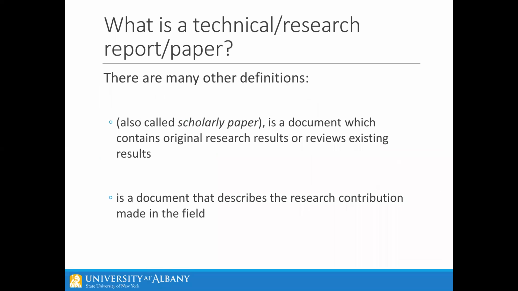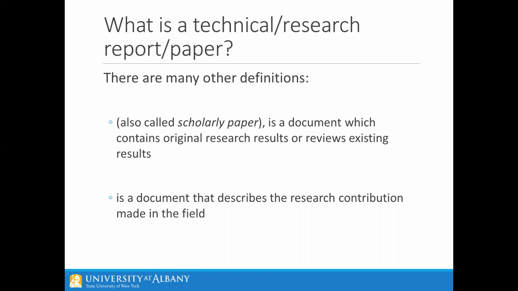Well, there are many other definitions of research paper or technical report. Research papers are also called scholarly papers. It is a document which contains original research results or reviews existing results. So research reports or research papers could generally be of two types. One is where you are presenting your original research results. You developed a new method, and then you experimented with that method, and you present the results and compare them with other results, and then say that yes, this is a new method which is better in some sense compared to existing methods.